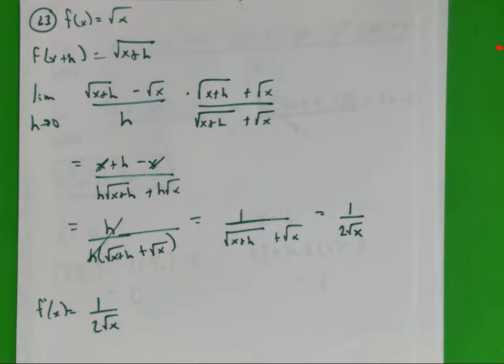Now I'm going to factor out an h on the bottom because I'm trying to get those h's to cancel out. When those cancel out, that leaves a 1 there. Now I'm going to apply direct substitution. x plus 0 is x. So I got square root of x plus square root of x. That gives me 2 square root of x. So my derivative of that original problem is f prime of x equals 1 over 2 square root of x.